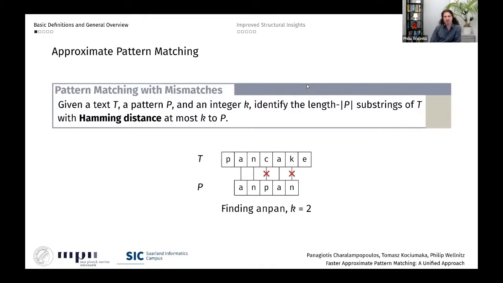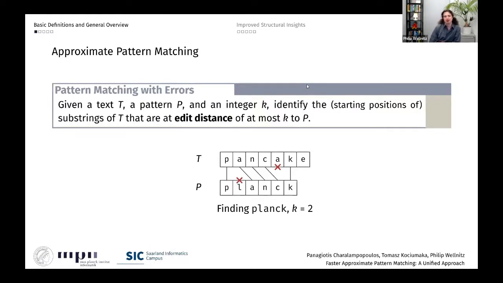Now, mismatches are rather restrictive. For instance, they don't cover surplus characters or missing characters in a text or a pattern. So we also look at pattern matching with errors. Here we're searching for starting positions such that the pattern, when aligned to this position, has an edit distance of at most k. So for instance, if you align plank at the first position of pancake and allow up to 2 errors, then this is also a match.